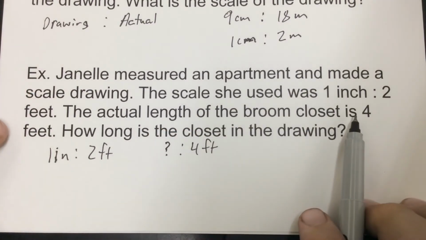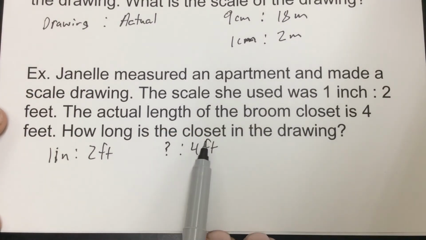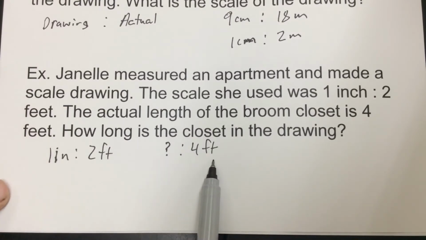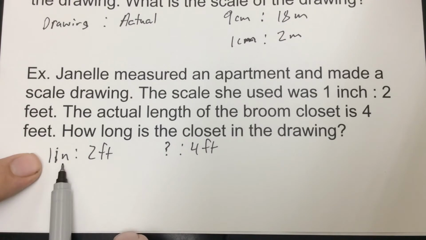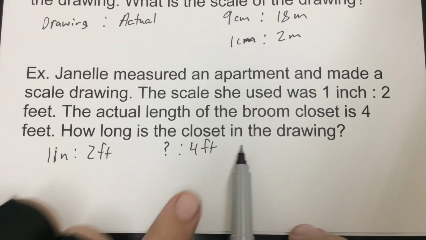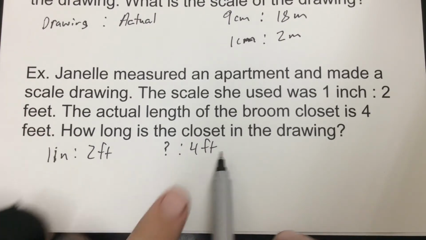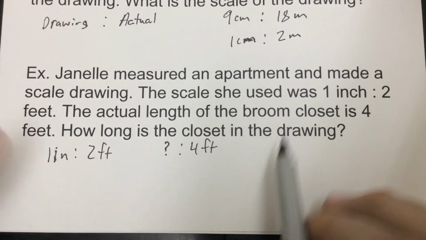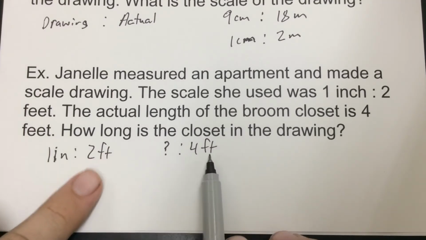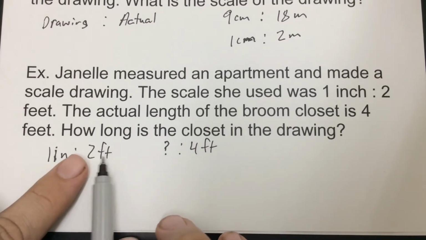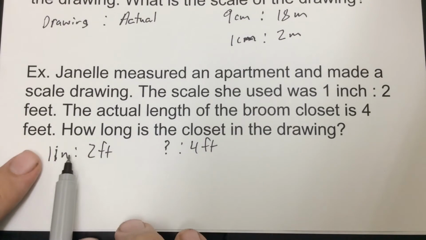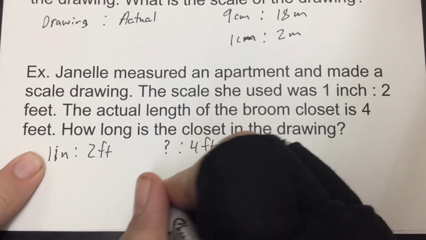So in this case, we were given the actual. We need to find what it is on the drawing. So this is how I'm going to set it up. So it's drawing to actual. So if the actual is 4, we're looking for our drawing. So looking at this, I know, okay, well, 2 to 4. What do I take times 2 to get my 4? Well, I would take 2 times 2 to get 4, so I'm going to take the first one times 2 and get 2 inches.